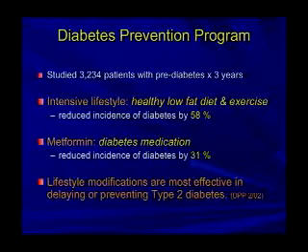And the third arm of the study took a medication called metformin, also called Glucophage. And the people that had the lifestyle intervention had a 58% reduction of progressing on to get type 2 diabetes, whereas the medicated group had a 31% reduction in incidence of type 2. So clearly, lifestyle modifications are very effective in preventing type 2 diabetes or delaying it.